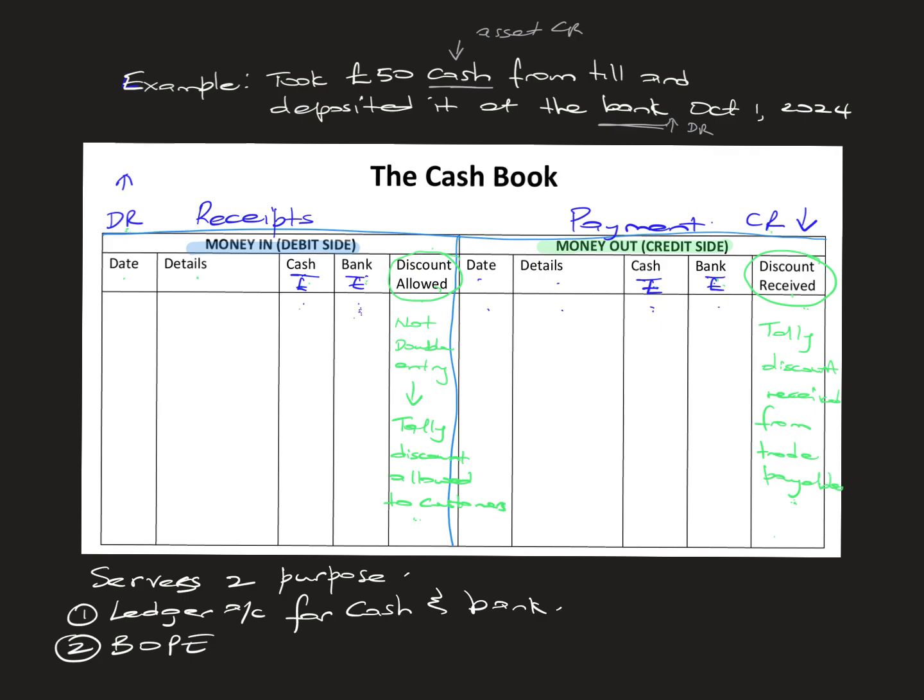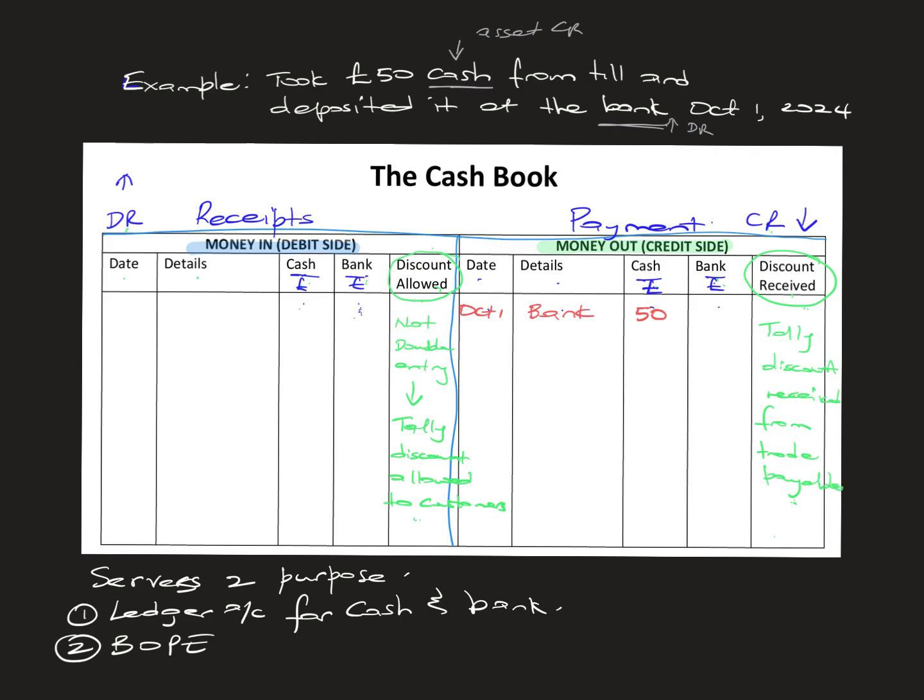So first it said on October 1. So I'd put in my date, October the 1st. I'm taking the money from cash. So it means I need to come to my cash column and I would enter 50. So because this column is saying cash, my details will have to say bank.